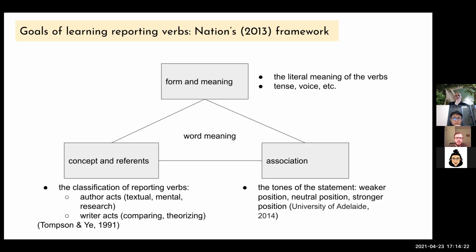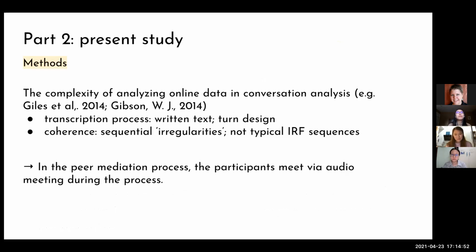so that they should be able to understand what the verbs are used for. Is it to describe the author's act, or is it to help propose the writer's idea? And for the last part, the association part, we expect the learners to really differentiate different tones of the statement. That involves some neutral tones, some weaker tones, and some stronger tones. And this is the framework that we refer to from a university writing center's research, right? So I'm going to hand it over to my partner to describe the study's methods.